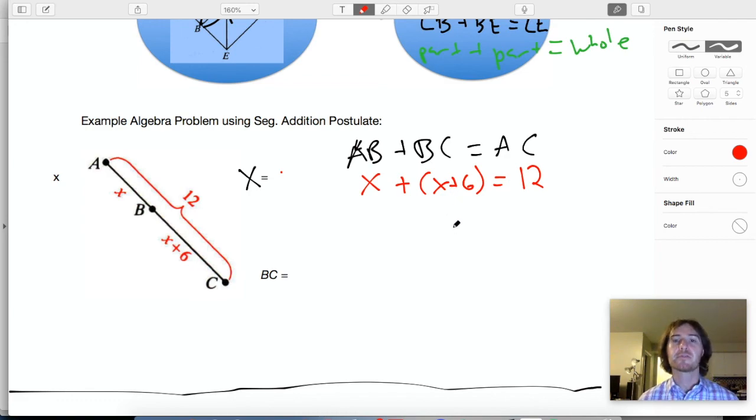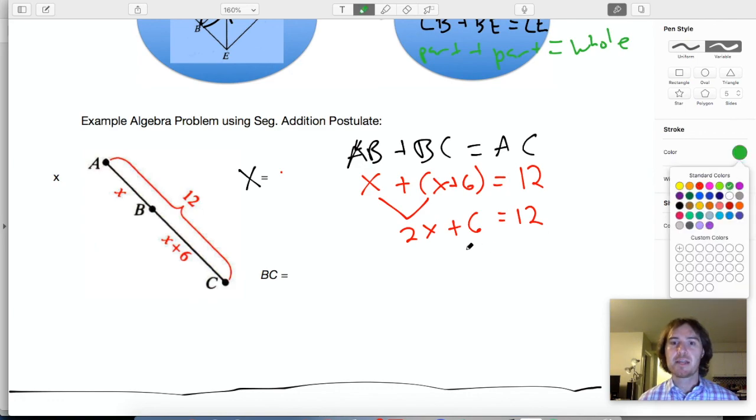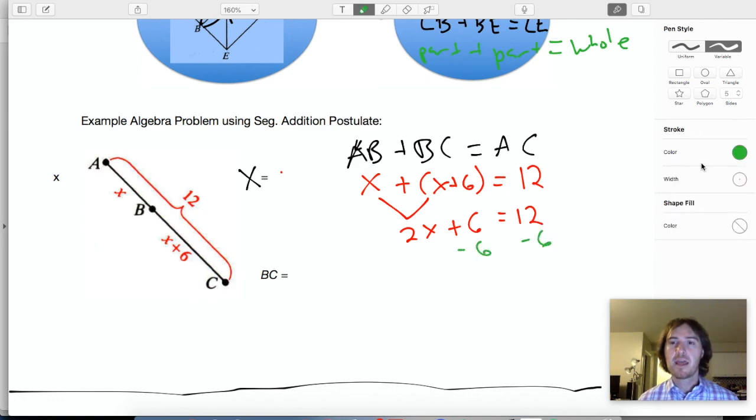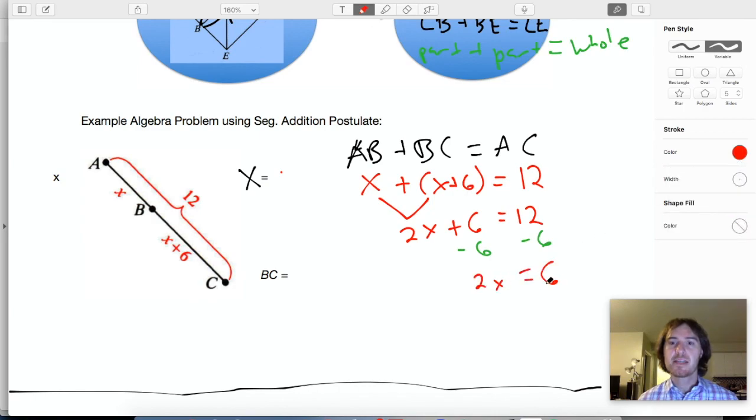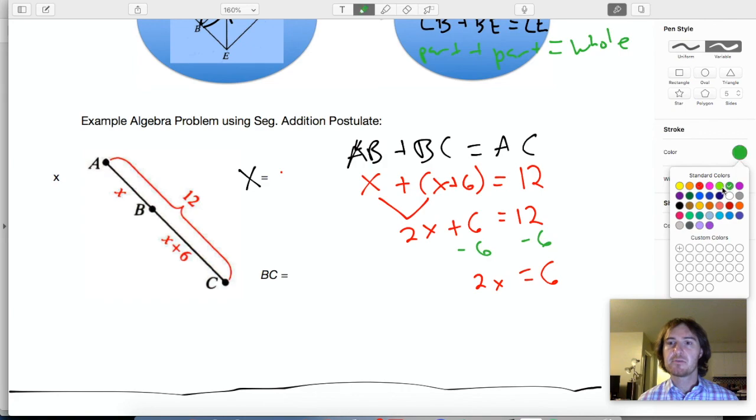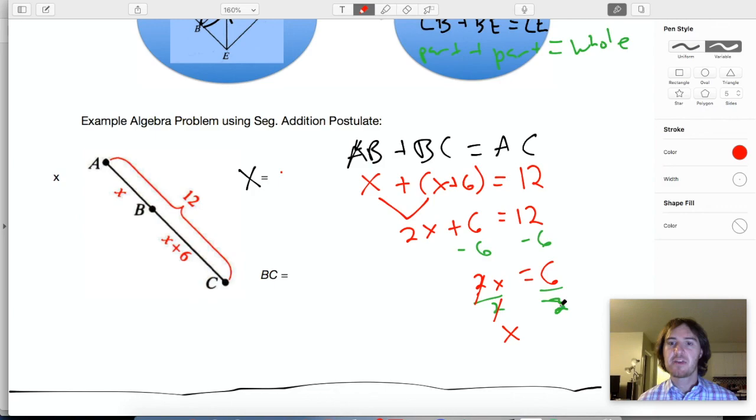You should definitely know how to do this from Algebra 1. If not, come check in with me. I can find you extra practice. x plus x plus 6, well, we can drop the parentheses there, combine like terms. We have x plus x, and that's just 2x. And then we have a plus 6 remaining, and that equals 12. We're going to subtract 6 from both sides, and we're going to get 2x equaling 6. Divide both sides by 2, and we're going to get for x, 6 divided by 2 equals 3. And that's what x equals, okay?